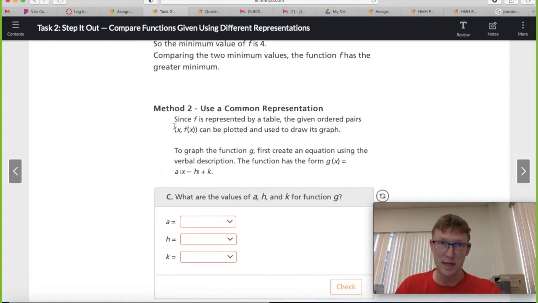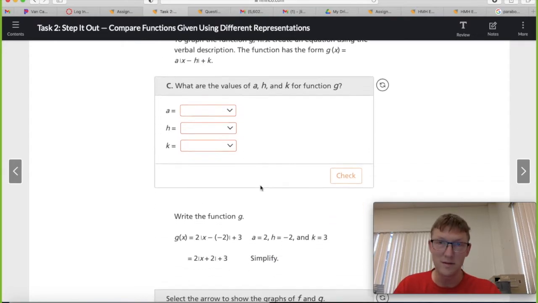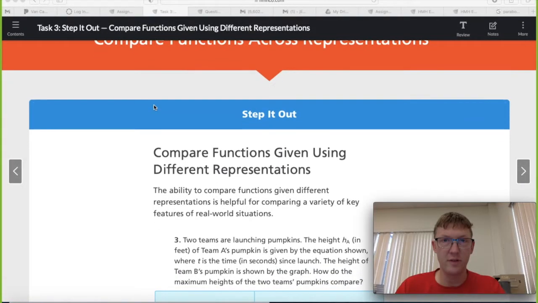Use common representations. Since f is represented by a table, the given ordered pair can be plotted and used to draw its graph. To graph the function g, first create an equation using the verbal description. And so then you would go through and just step by step figure out what each one is. So let's do another one.